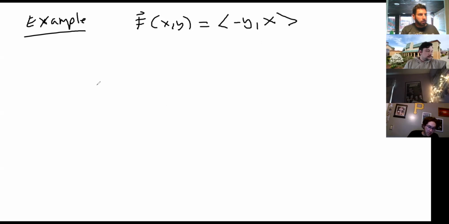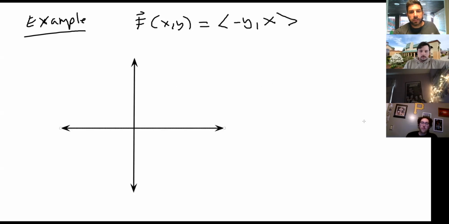And so if we define it like this, then at every point in the plane, we're associating an arrow that goes to the left, negative y, and goes up x, or down, depending on the sign. So how would I encourage you to think about this? You should try to draw a couple of these. When you plug in 0, 0, and you get nothing, there's no vector.